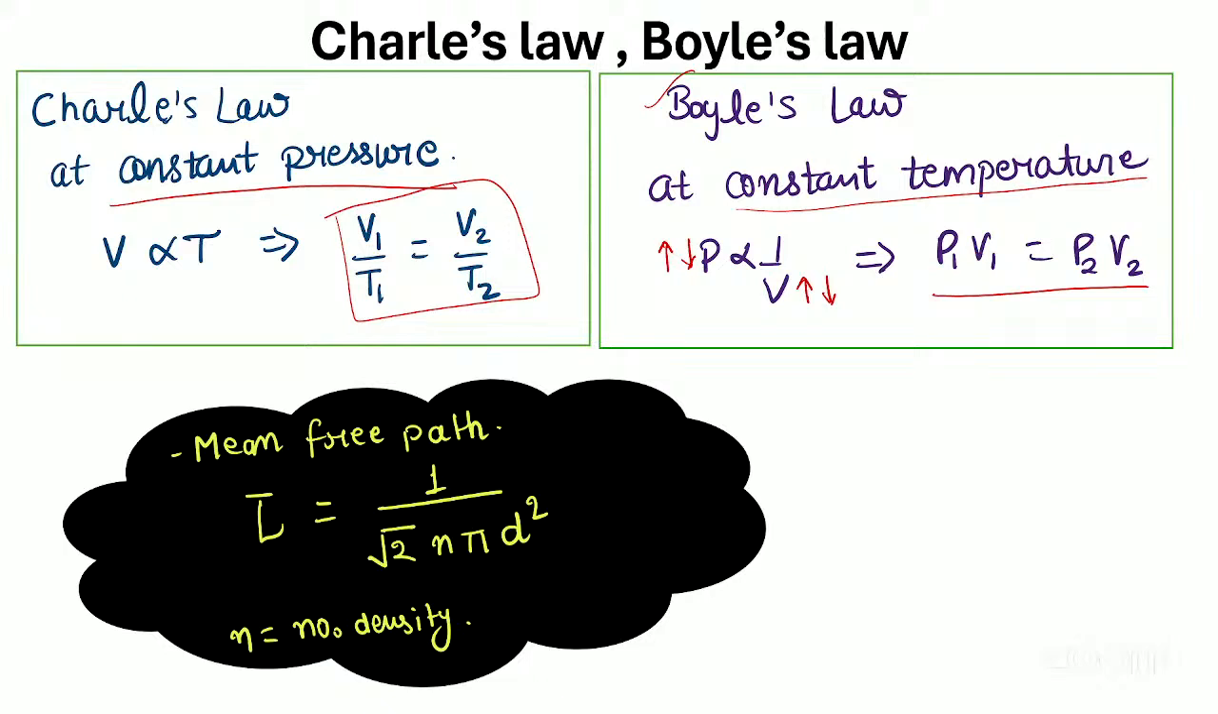Now here is the key concept, or you can say the bonus concept, which is the mean free path. The mean free path is equal to 1 upon root 2 n pi d square, where n is the number density, which is the number of molecules per unit volume, and d is the diameter of a molecule.